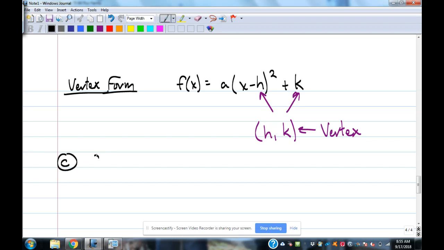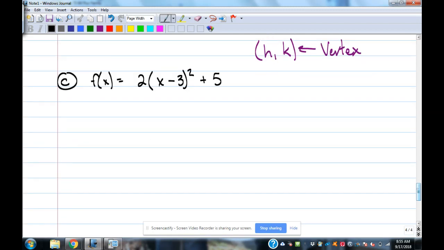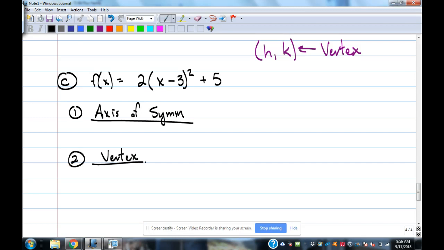Let's say we had f of x is equal to 2 parentheses x minus 3 squared plus 5. There we have vertex form for a quadratic parabola. We're still going to find the same things: axis of symmetry, I'm getting tired of writing that, so I'm going to abbreviate, and then we're going to find the vertex. And I'm not leaving much room here because we don't have to do any work.